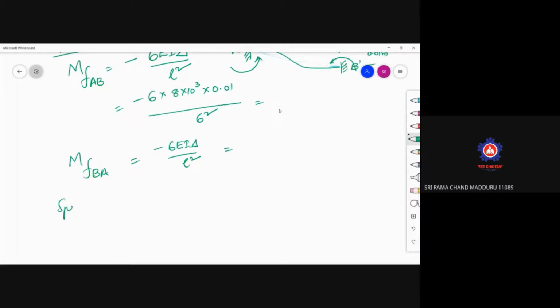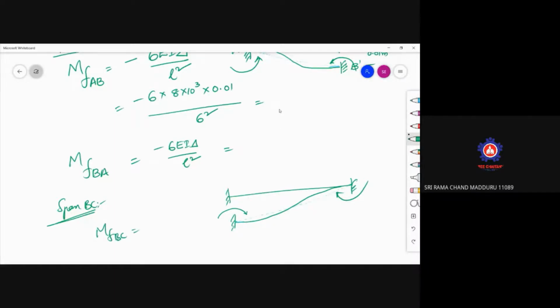Whereas coming to span BC, what is happening now in this? B is there, C is like this. So support B is settling like this. Support B settles like this. So which is a moment like this. Now see in this case, the beam tries to deflect like this, but the support at this point makes the rotation 0 as fixity is there. Here also the rotation should be 0. That's why clockwise moments are developed.